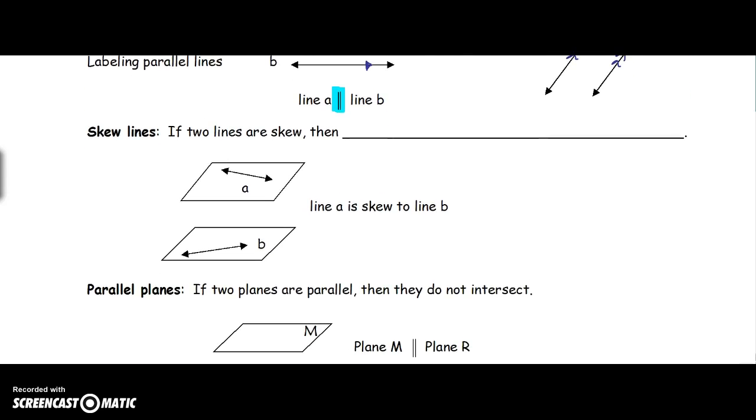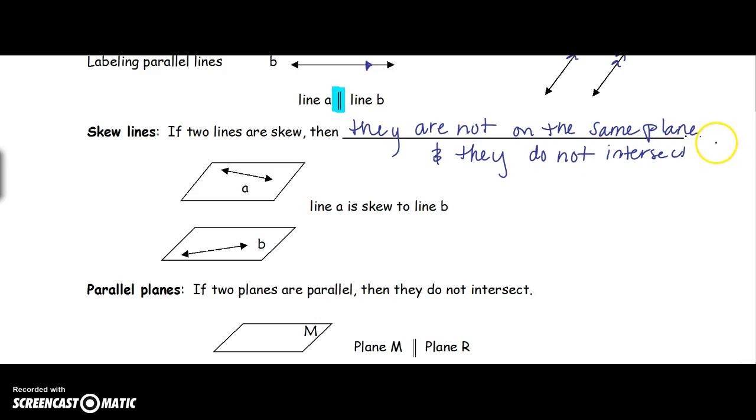Skew lines: if two lines are skew, then they are not on the same plane, and they do not intersect. So they cannot share any part of a plane, and the lines can never ever intersect. So here we have line A is skew to line B.